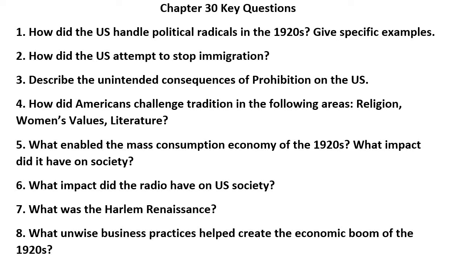Number 3, describe the unintended consequences of prohibition on the United States. Prohibition, begun by the 18th Amendment and enforced by the Volstead Act, kicked off the end of the sale, transportation, and production of alcohol. The unintended consequence of prohibition, however, was that Americans pretty much just ignored the law. The word often used is flouted. They openly ignored it. That led to the rise in speakeasies.